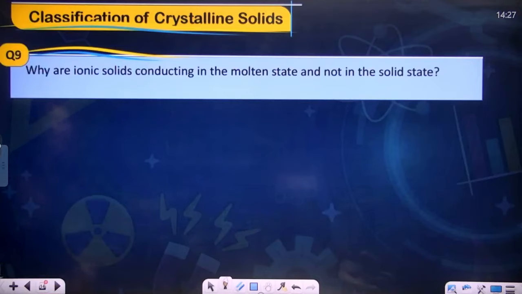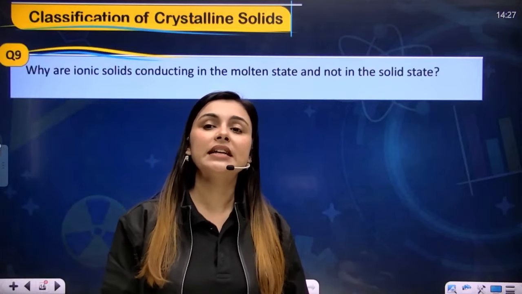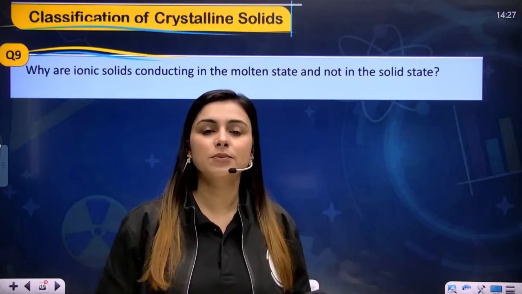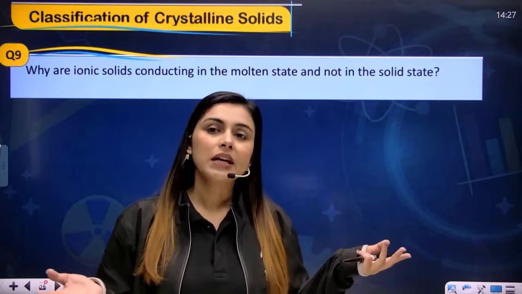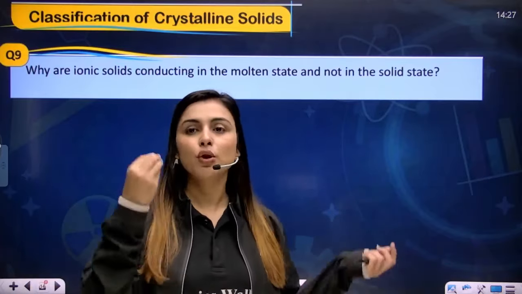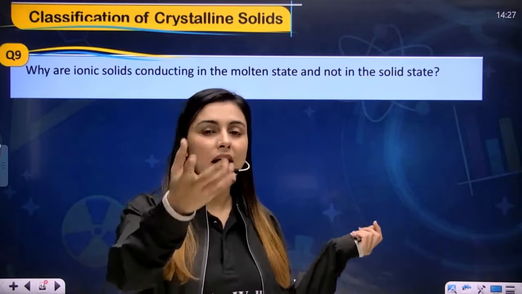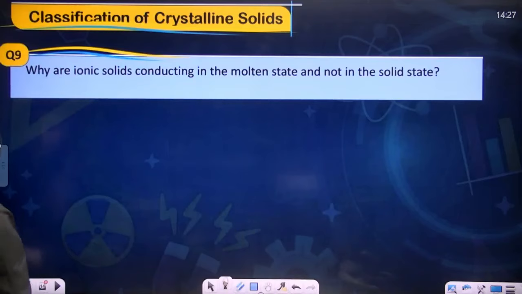Why are ionic solids conducting in the molten state and not in the solid state? Because in the molten state, my dear students, you have free ions present. And since you have free ions present, they can conduct electricity very easily because free ions are charge carriers. Okay. So, if you want to write it in your language, please write it down. I have given you the answer. Perfect. I hope you're clear with this. You can write the answer.